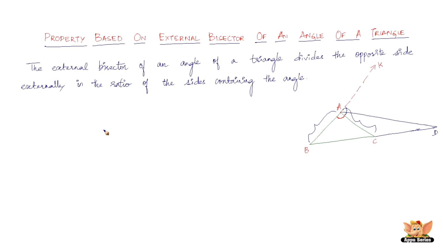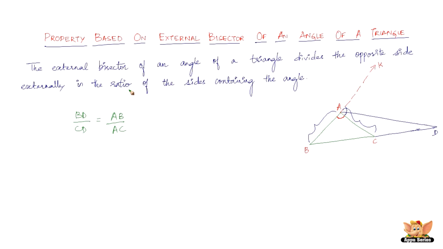So this is what happens. BD by CD, because AD divides the line BC externally, not internally. So BD by CD divides in such a way that it is equal to the ratio of the sides containing the angle. The sides containing the angle A are AB and AC, so the ratio of those will definitely be AB by AC, right? So this is the property which is based on the external bisector of an angle of a triangle.